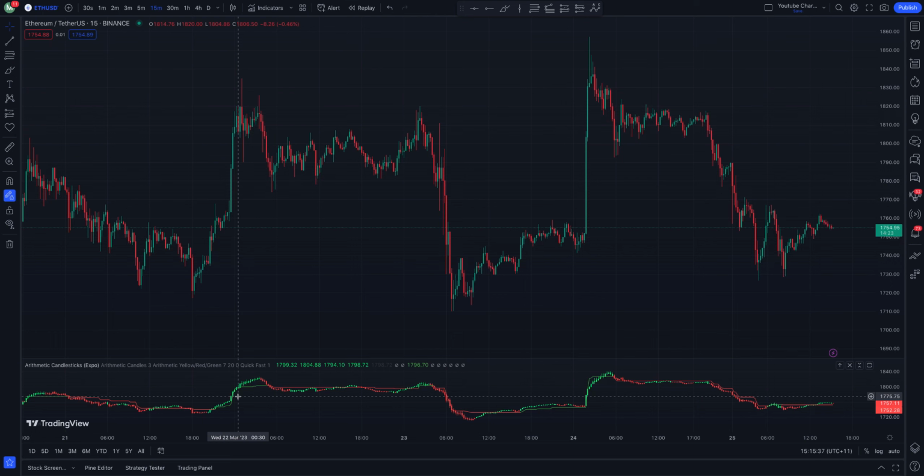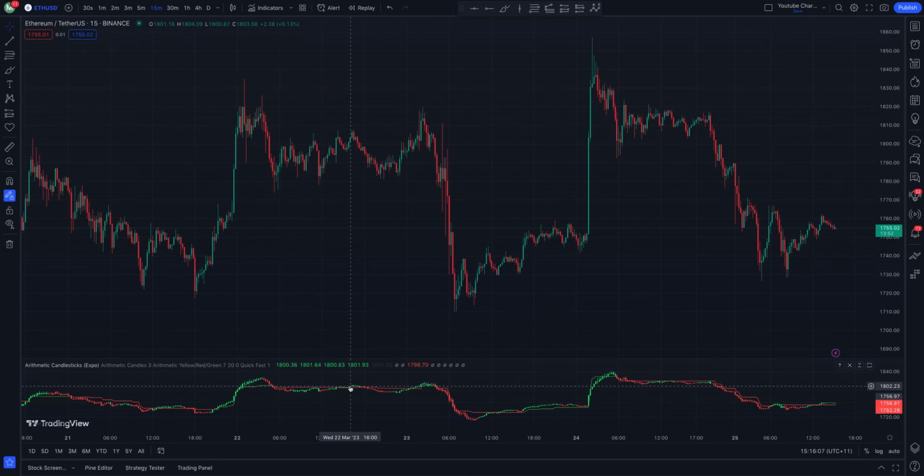Now the basic rules to this are simple. You have a green arithmetic candle with a green trend line. That means you're going to go in for a buy. You're going to buy stock, crypto, whatever you're trading, when you have both greens. And when you have both a red candle and a red trend line, you're going to go into a sell position, whether that means selling your existing buy or going into a sell position to make money on the way down. So those are the basic terms for the Arithmetic Candlesticks indicator.